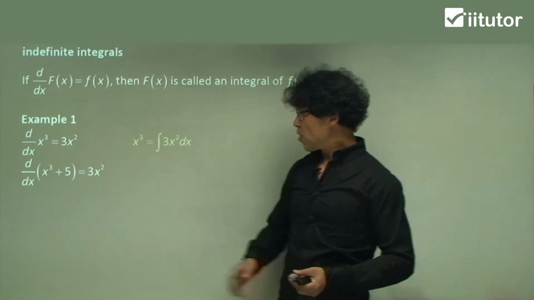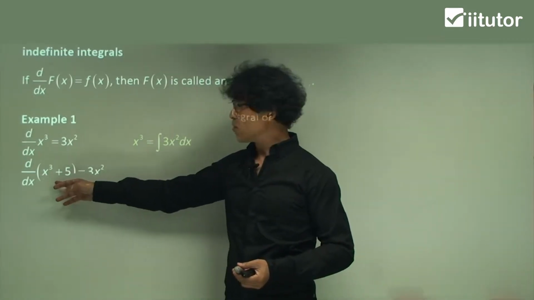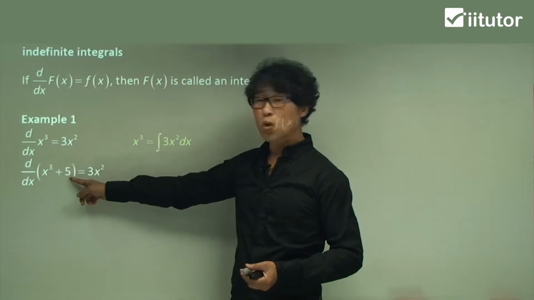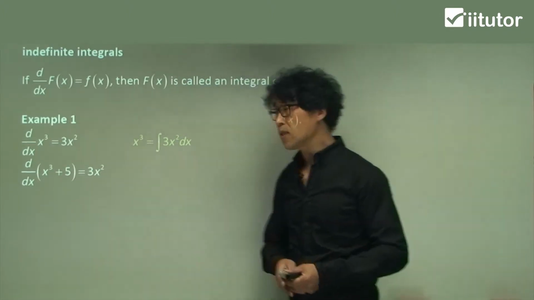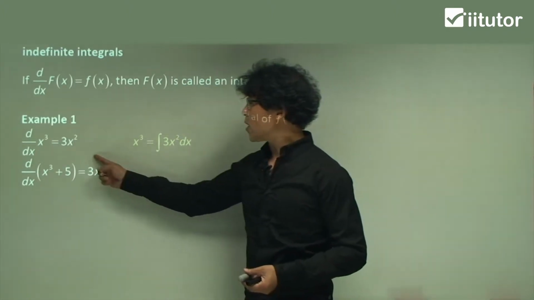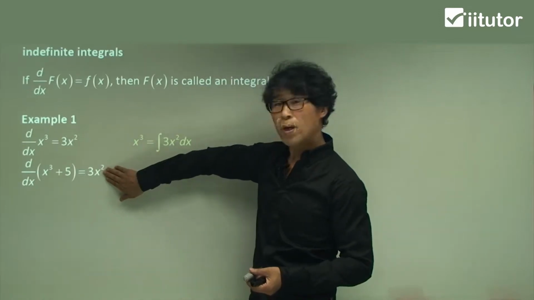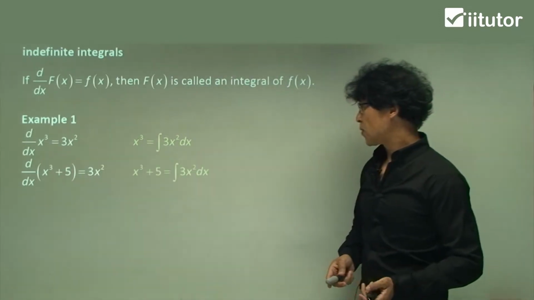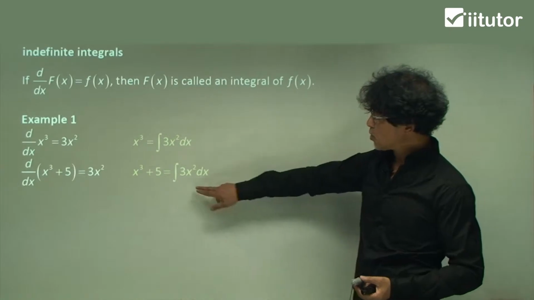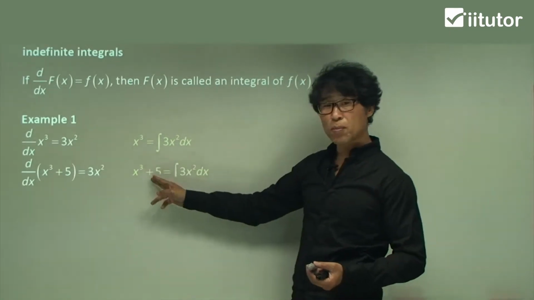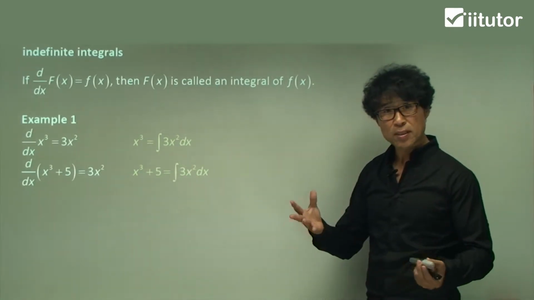Another example, if you differentiate x cubed plus 5, it will be 3x squared. So the constant disappeared. Therefore, we can say, integrate 3x squared will be, look at this one, x cubed plus 5. Does it make sense, guys?